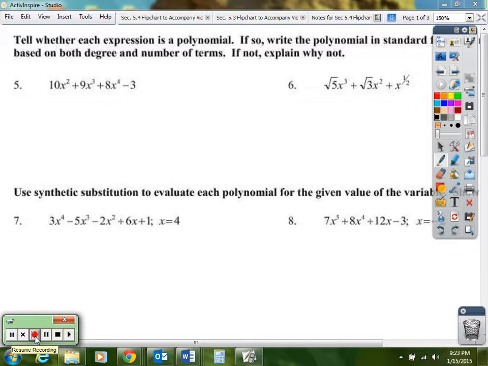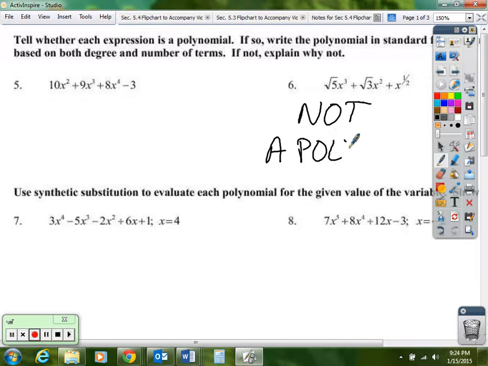On problems 5 and 6, we are asked to tell whether the expression is a polynomial or not. That means that we must have no fractional exponents. So on number 6, this is definitely not a polynomial, because it has an exponent of 1/2. However, number 5 is, but it is not in proper form.